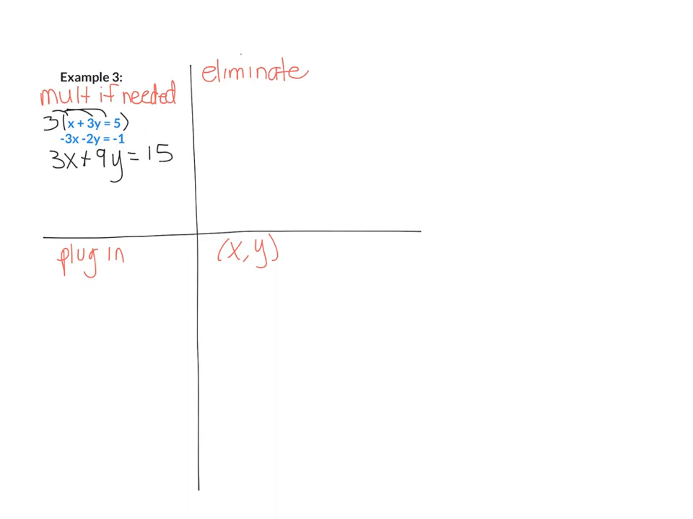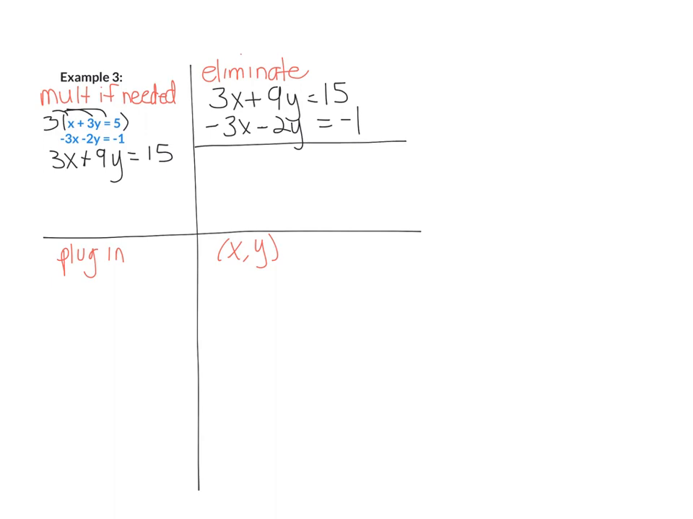So I'm going to rewrite both equations into the second step. So the first equation we did change, so it'll be 3x plus 9y equals 15. And then I'm going to rewrite the second equation. That one did not change. I have negative 3x minus 2y equals negative 1.